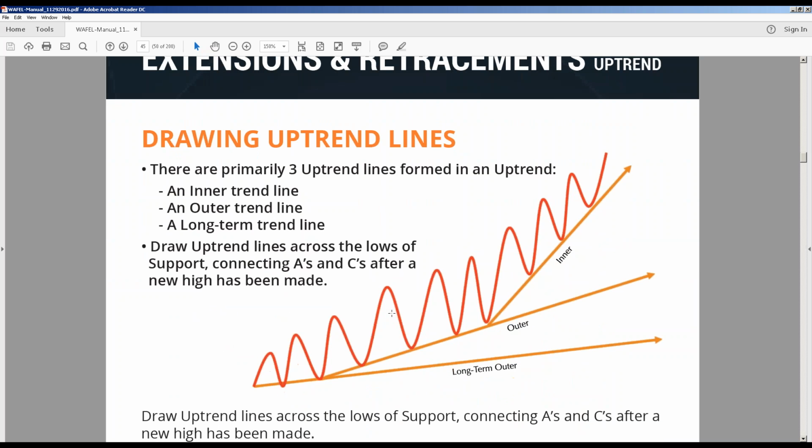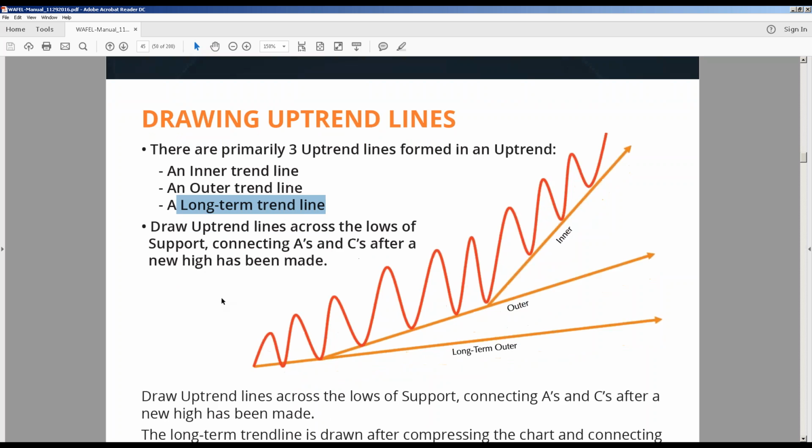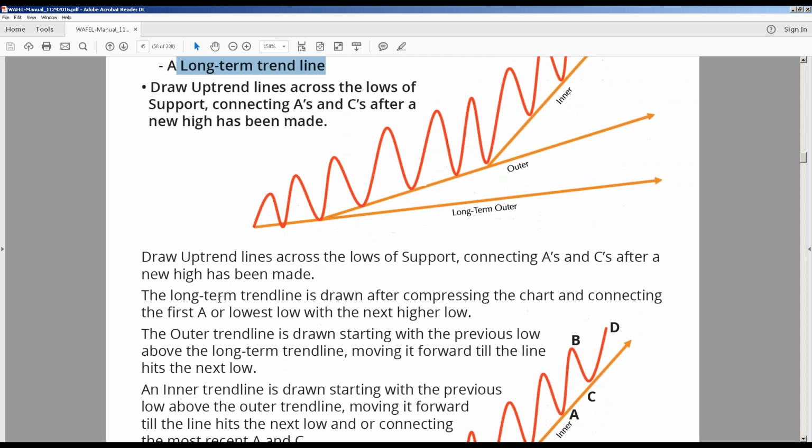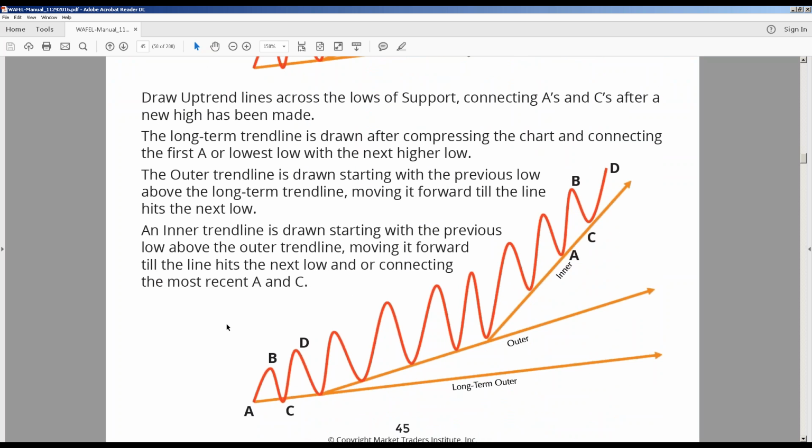Now we get to drawing uptrend lines. Now there are primarily 3 uptrend lines formed in an uptrend: an inner trend line, an outer trend line, and a long-term trend line. Draw uptrend lines across the lows of the support connecting the A's and the C's after a new high has been made. The long-term trend line is drawn after compressing the chart and connecting the first A or lowest low with the next higher low. The outer trend line is drawn starting with the previous low above the long-term trend line, moving it forward till the line hits the next low.